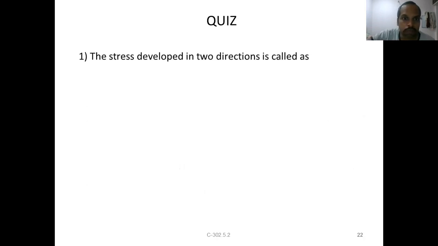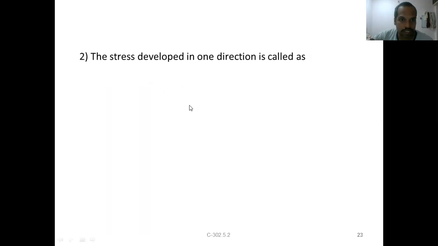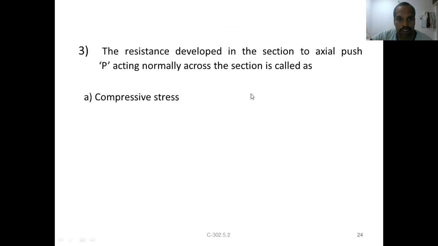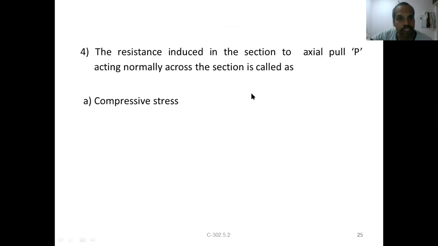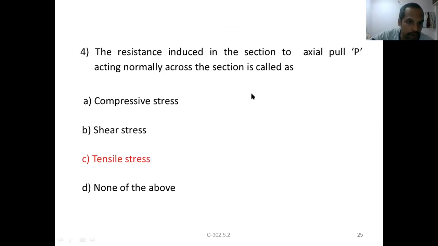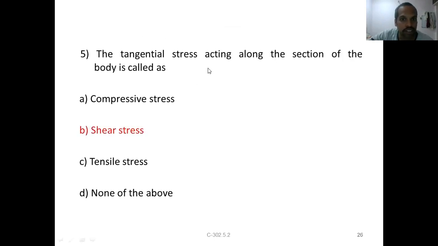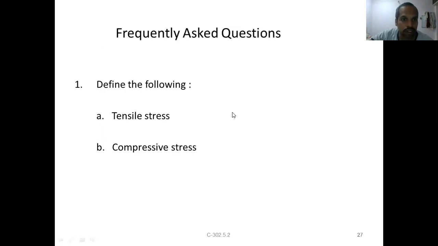Very simple. The stress developed in one direction is called a one-dimensional stress, and in two directions a two-dimensional stress. The stress developed in the section due to an axial push, acting normally, is called a compressive stress. The resistance to an axial pull is tensile stress. The tangential stress acting along the section of the body is called a shear stress. This is a very commonly asked question. So let us stop here.